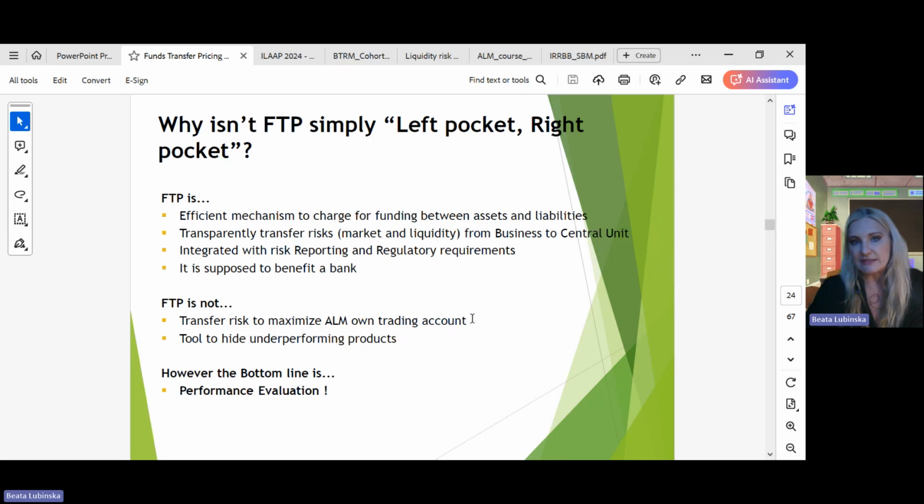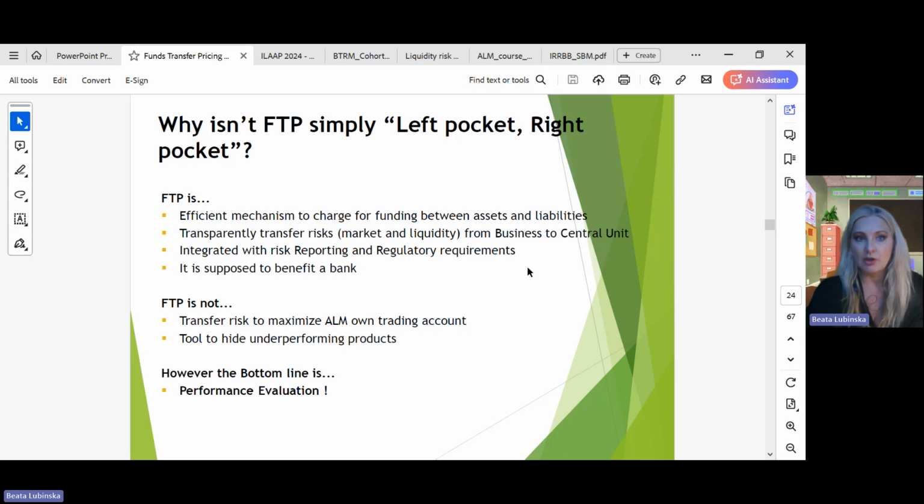It is a transparent transfer of risk, market and liquidity, from business to the central unit. It is supposed to benefit a bank, so drive the correct behavior of the balance sheet. It should be integrated with risk reporting and regulatory requirements, and I will show you what it means to align the FTP, especially the contingent liquidity cost allocation, with short-term liquidity metrics like LCR or survival horizon.